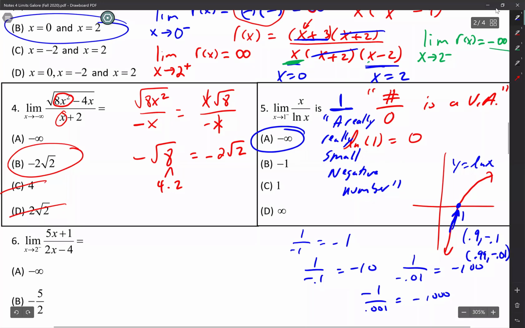See? So as I get closer and closer to 1 on the x value, the numerator is just going to be 1, but the bottom is going to get smaller and smaller in a negative number. Negative 0.1, negative 0.01, negative 0.001, negative 0.0001. And so 1 divided by a negative 0.0001 is negative infinity. Did that make sense or no, Tiff?